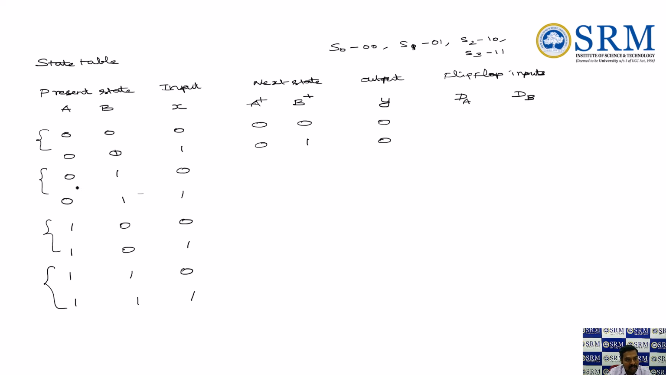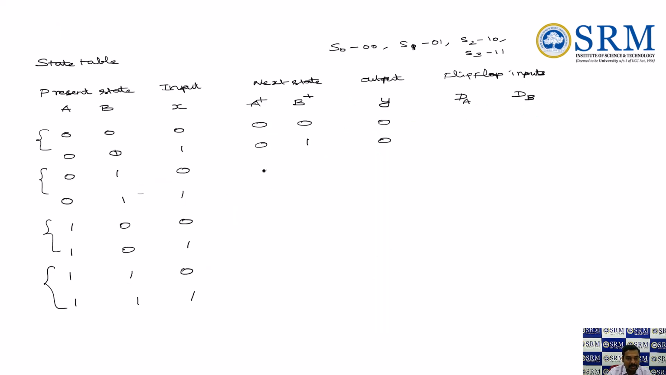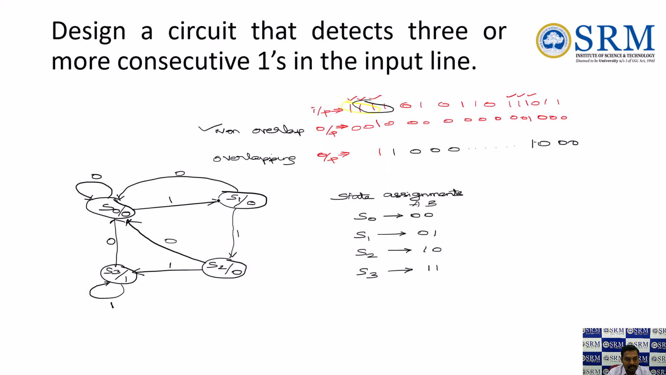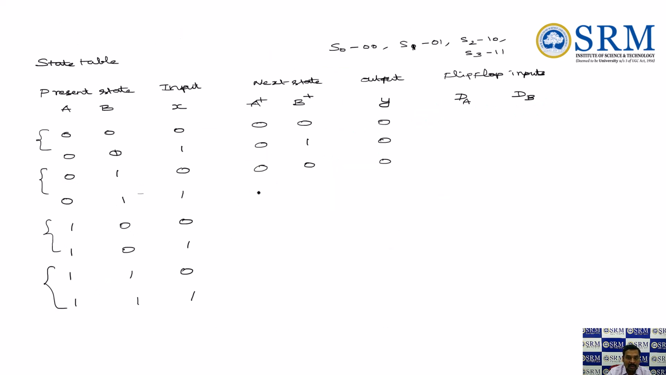Next comes present state 0 1 and my input is 0. So 0 1 is nothing but the s1 state, right? When I am giving 0, it goes back to the initial state, s naught, that is 0 0. My output is also 0. Next, 0 1. When I am giving 1 as input, it moves to the next state, that is the s2 state, but still my output is 0. So s1 to s2, s2 is 1 0, but still my output is 0.